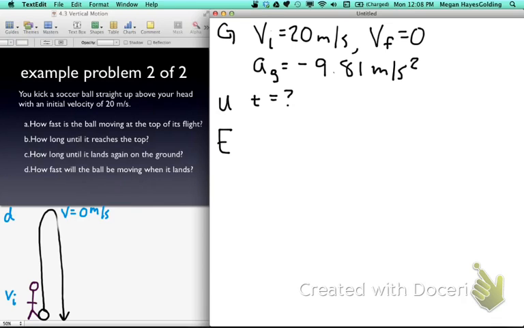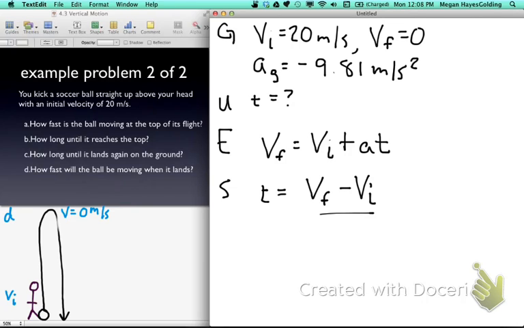If we look at our kinematics equation, I like this one. You could solve this equation for time. It's going to be the final velocity minus the initial over the acceleration. You know all those values. You can substitute them in and solve the equation. When I worked this out previously, the answer was on the order of 2 seconds.